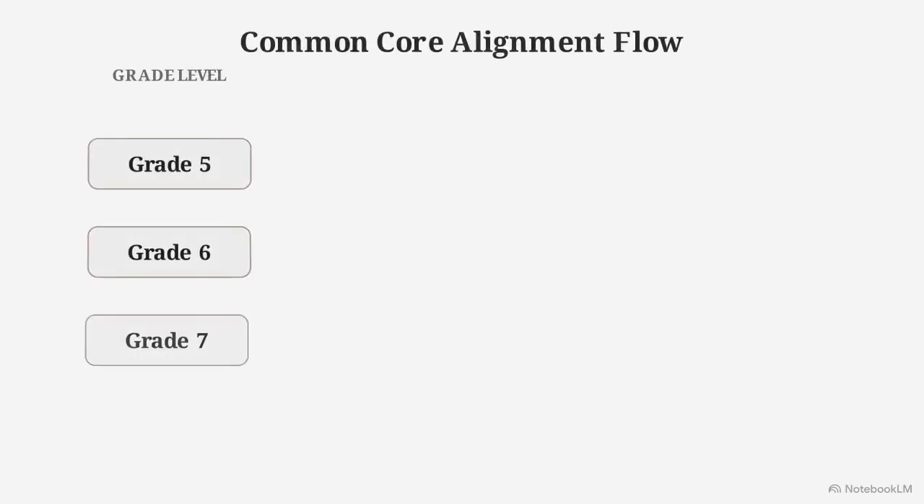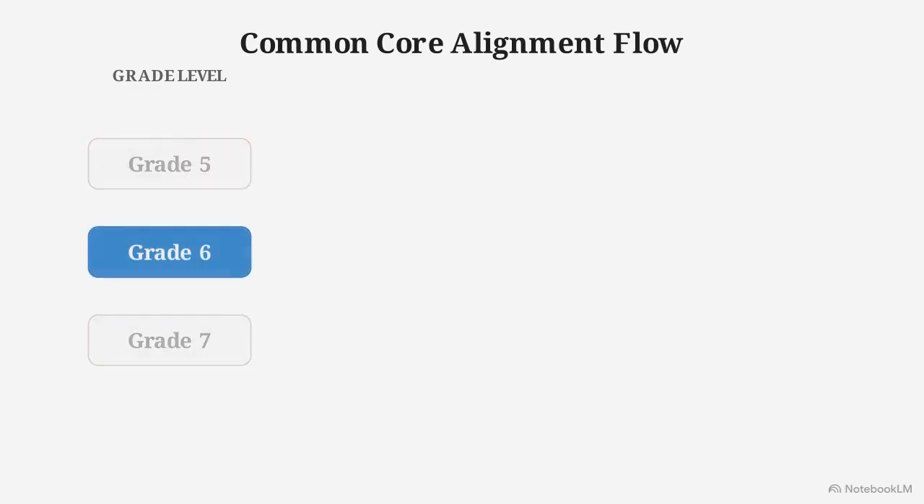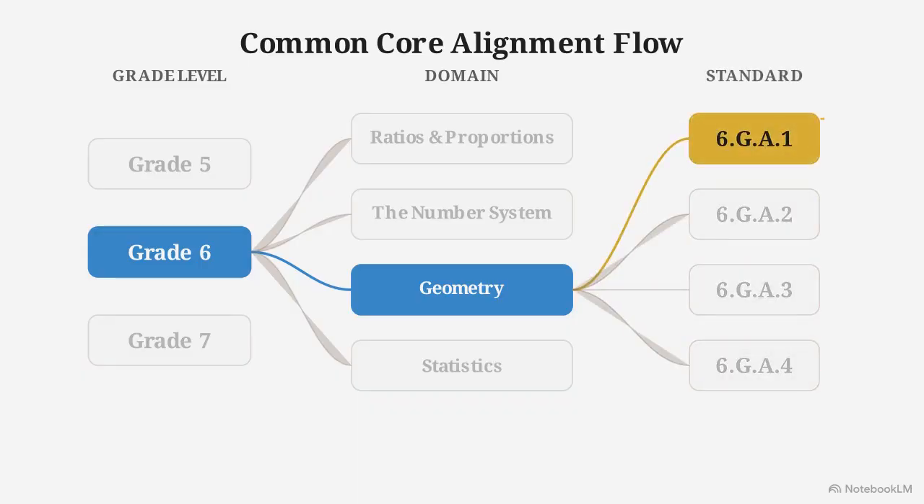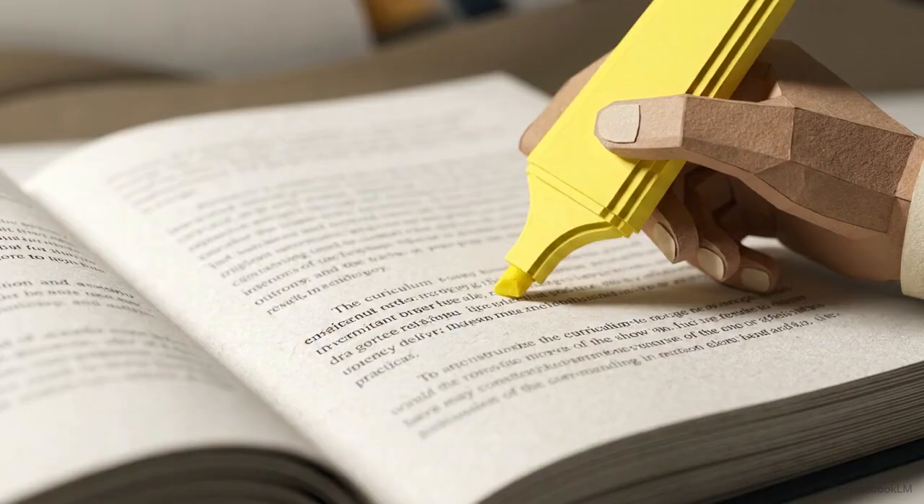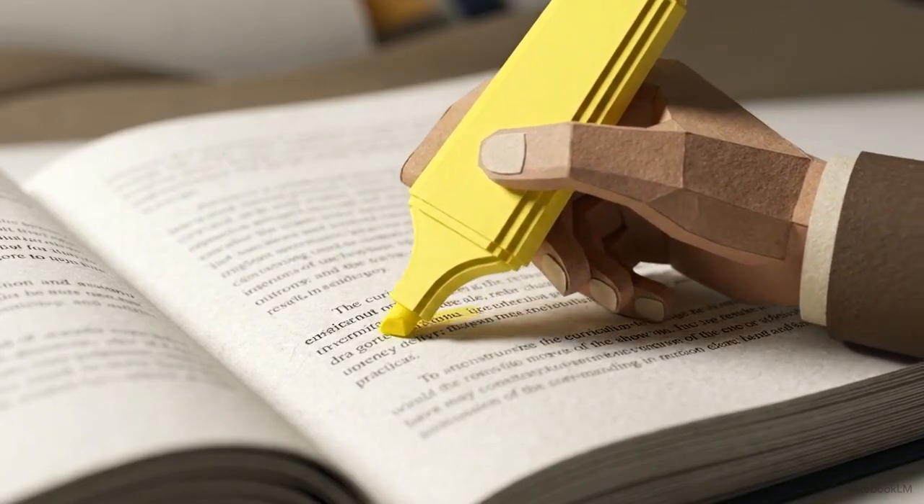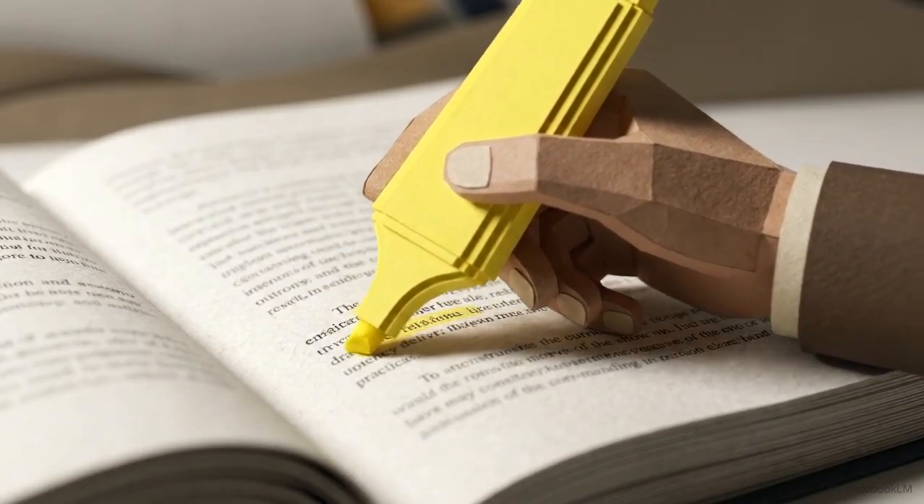This flowchart illustrates the cascading picker method used to align your lesson to Common Core standards. You select the grade level, branch down to the specific domain, and finally pinpoint the exact standard. TeachSpark doesn't generate a lesson roughly related to a topic. It targets the exact specific skill outlined in the standard you just chose.